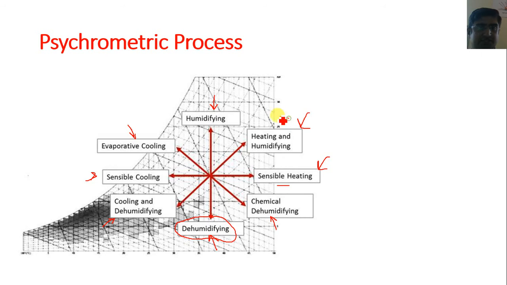Now the fifth one is the heating and humidification process. Heating means that the value of dry bulb temperature must be increased. And here is the humidification process, which means that the value of specific humidity must be increased. So it is the combination of sensible heating and the humidifying process, which is known as heating and humidifying together.